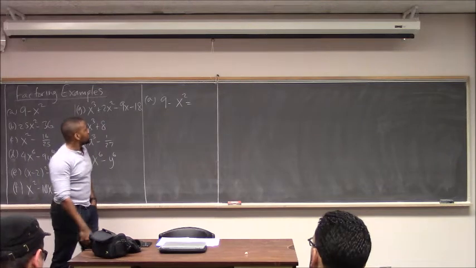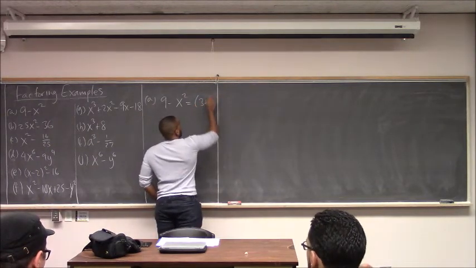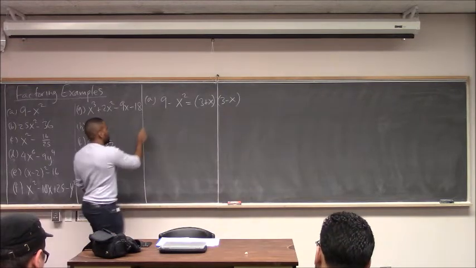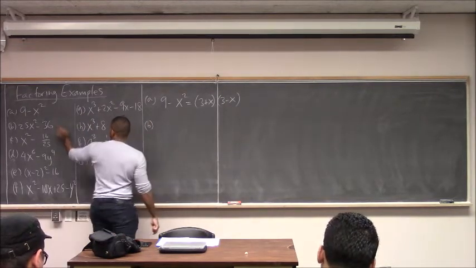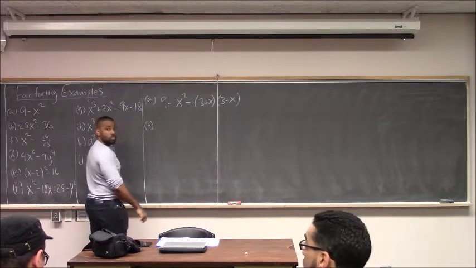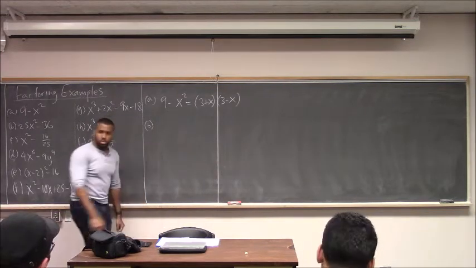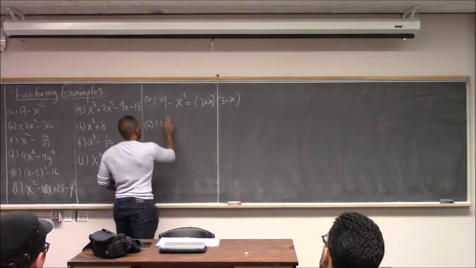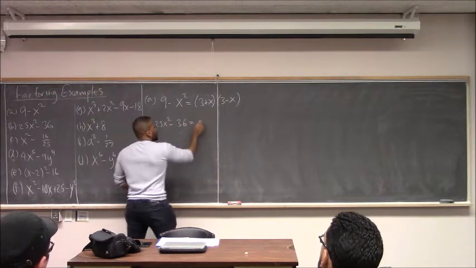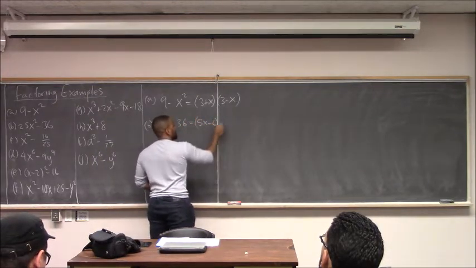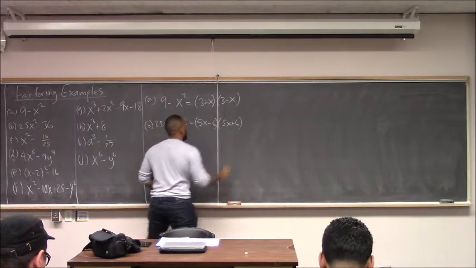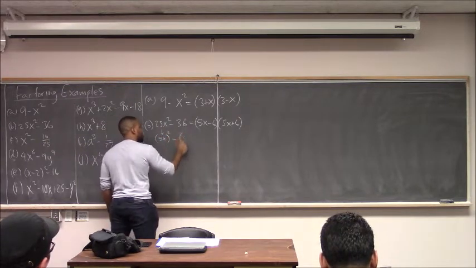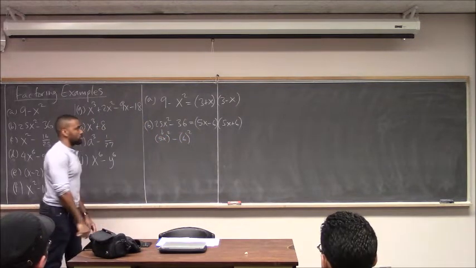3 plus x, 3 minus x. Because just think of the 9 as 3 squared, it's a difference of squares directly. And what about this one? 5x minus 6, 5x plus 6. Again, difference of squares. The trick is to look at this as 5x all squared, minus 36 is 6 all squared, so you get the difference of squares there.